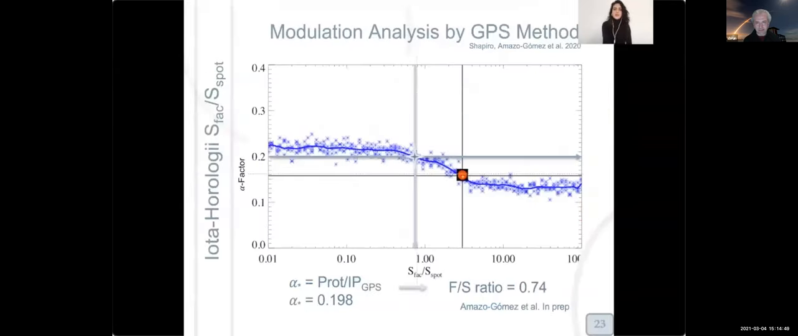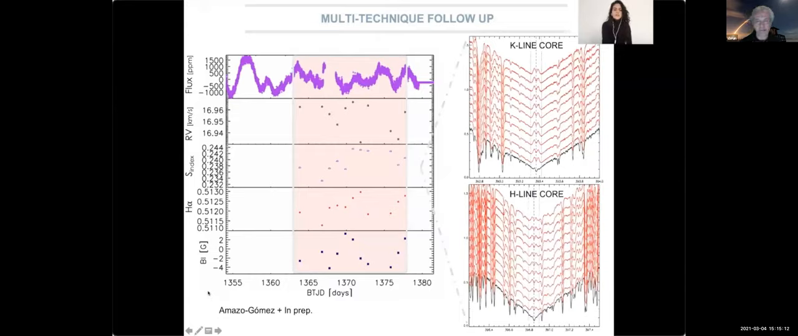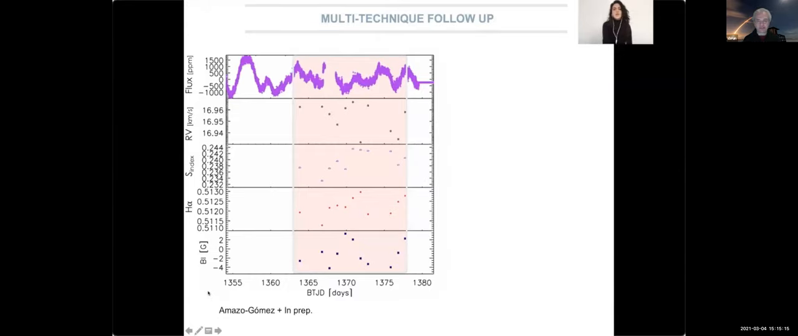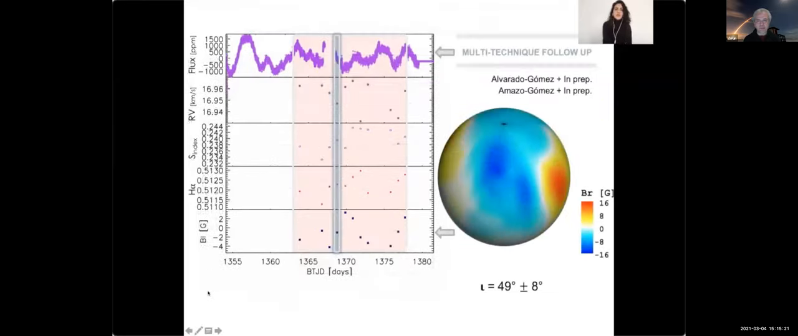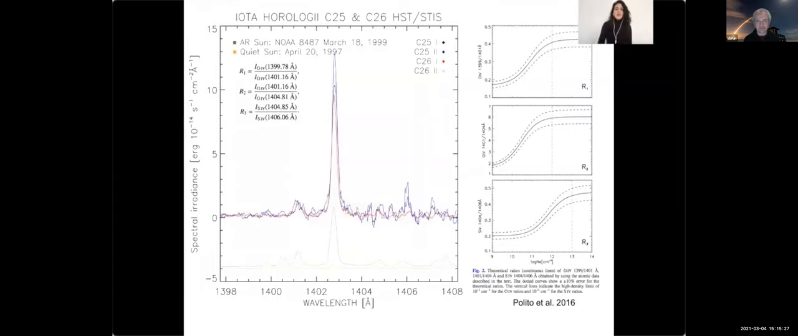With TESS photometry and a GP method that is available in Shapiro et al. 2020, we analyzed the facula-to-spot ratio of the star, and this analysis told us that the star is spot-dominated on its surface. We also cross-correlated the multiple observations, and we were able to recover S-index, H-alpha, and also radial velocities, and to compare the photometric analysis with the Zeeman Doppler imaging of the star. With the HST data, we were also able to recover some diagnostics from the transition region and the corona.